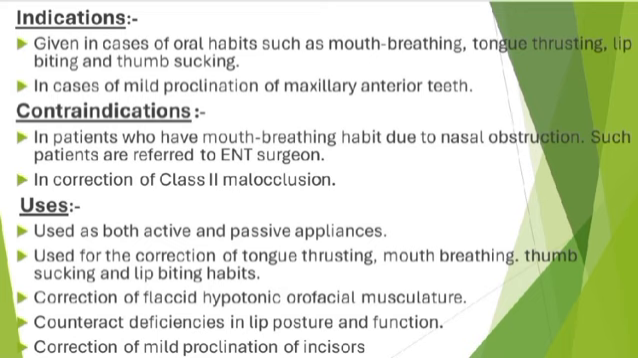Contraindications of oral screen: in patients who have mouth breathing habit due to nasal obstruction. Such patients are referred to ENT surgeon. It is not given in the cases of correction of class 2 malocclusion. Uses of oral screen: used as both active and passive appliance. Used for correction of tongue thrusting, mouth breathing, thumb sucking and lip biting habits. Correction of flaccid hypotonic orofacial musculature. Counteract deficiency in lip posture and function. Correction of mild proclination of incisors.